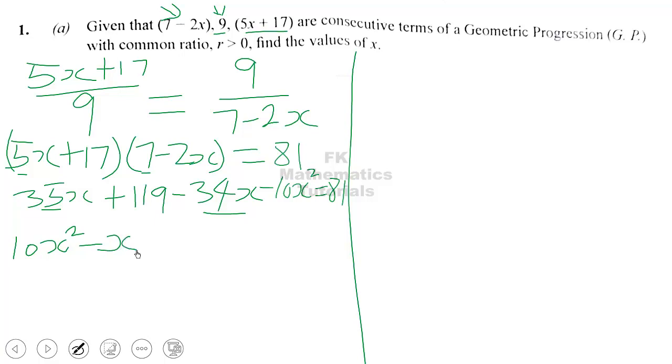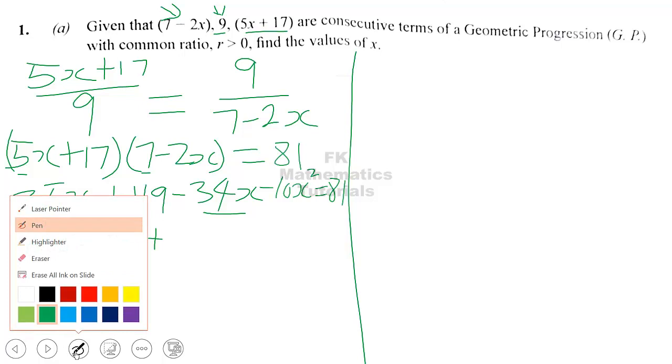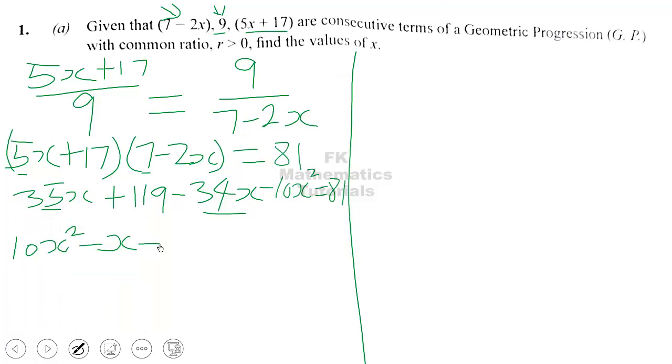Then I'm going to subtract 81 and 119. So 81 minus 119, because the 81 is already there, minus 119. That's negative 38 is equal to 0.